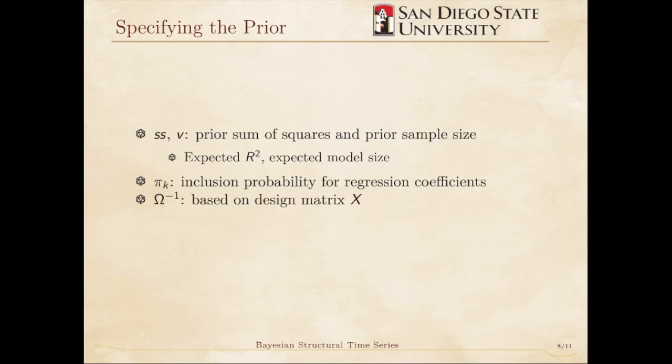Choosing the covariance matrix, omega inverse, is based on the model matrix X. BSTS sets omega inverse to be k over n times x transpose x for a specified value of k. This essentially reflects our prior knowledge on how close beta is to the prior mean vector b. The default value in BSTS is k equals 1. That takes care of the prior, so now we are ready to move on to the posterior.